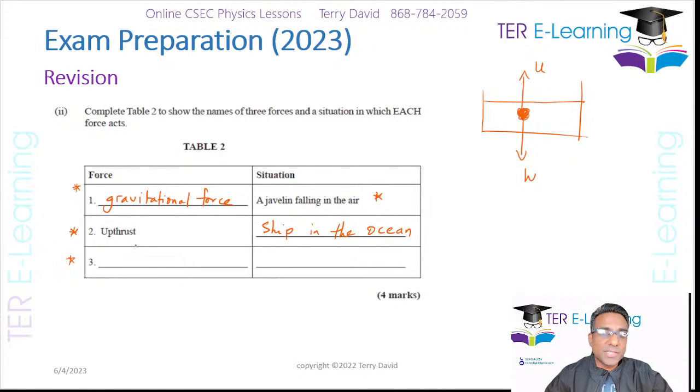So they haven't given us a force, they haven't given us a situation. One force that we could probably put here is electrostatic. Electrostatic, and you could say between 2 positive charges. So anything along those lines. Let's see what else we have in this question here.